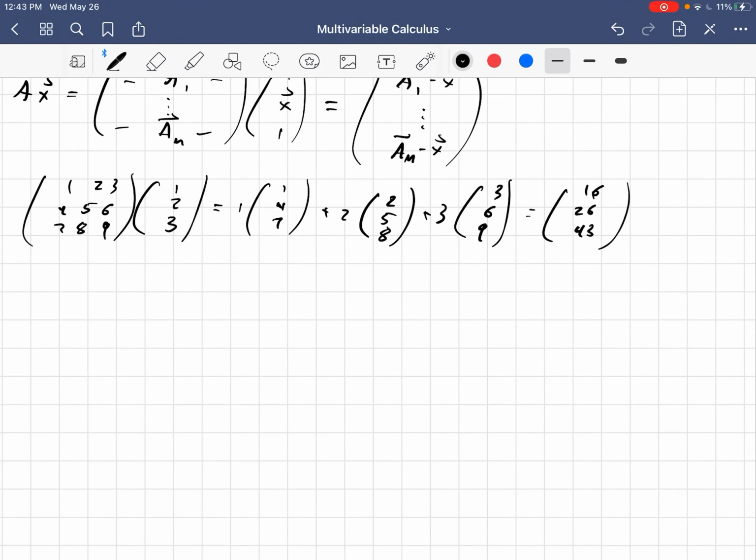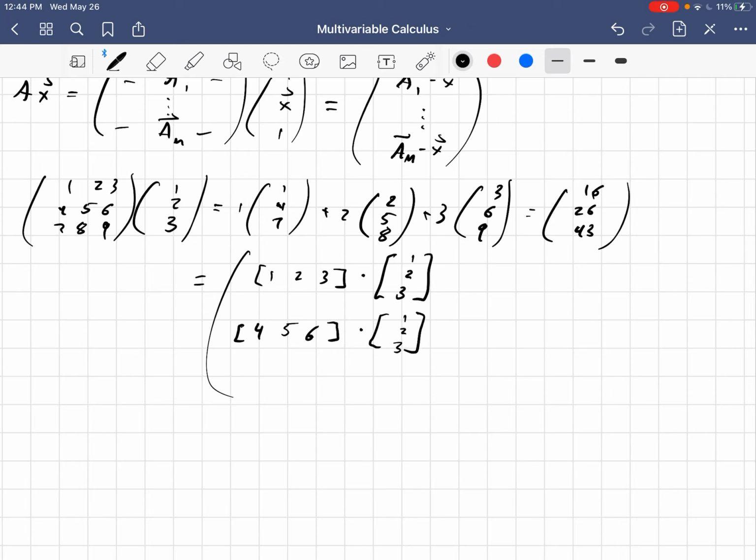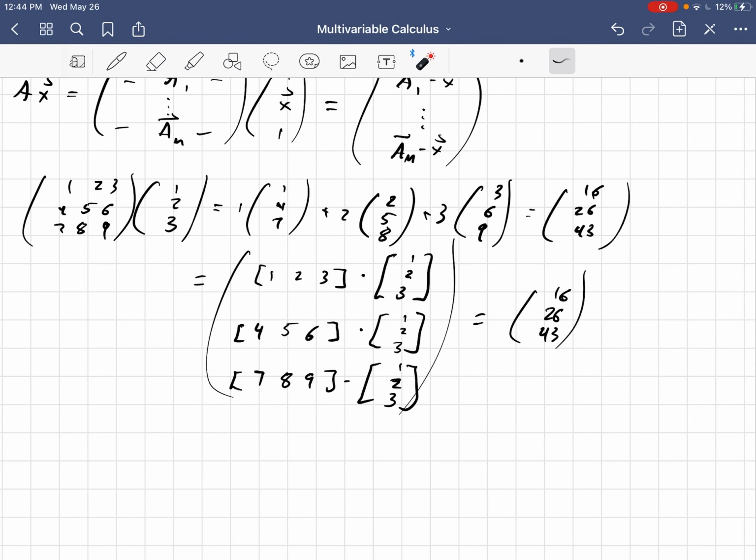Or we can think of it as a bunch of dot products with the corresponding row vectors. This is going to get big, so we can think of this as 1, 2, 3 dot 1, 2, 3, 4, 5, 6 dot 1, 2, 3, 7, 8, 9 dot 1, 2, 3. And this is our new matrix. And you can see that you're also going to get here 16, 26, 43.